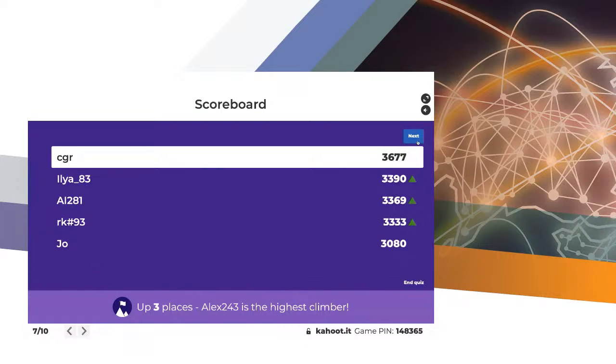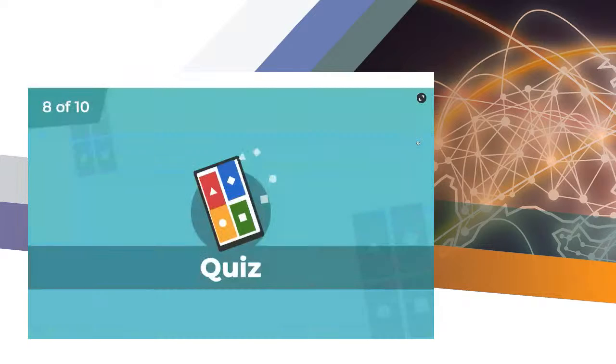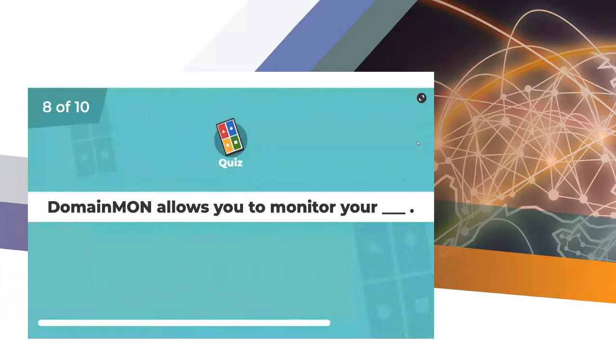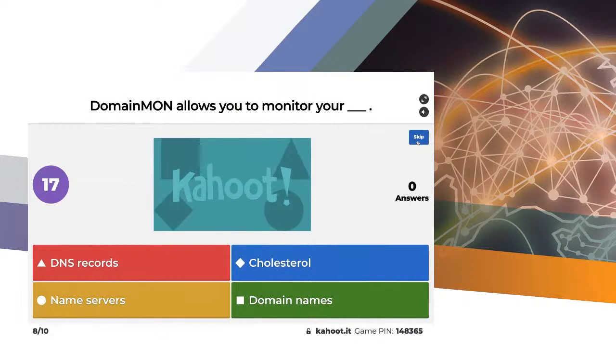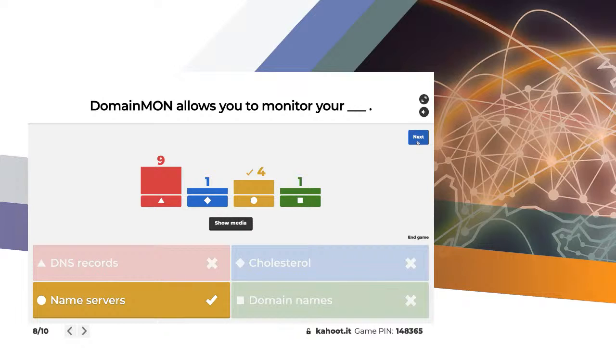Let's see if the tables have turned. Neo, CGR is still at the front. Ilya coming up. AI 281, RK 93, and Joe. Up to the next question. DomainMon allows you to monitor your DNS records, your cholesterol, your name servers, or your domain names. That's a trick question, isn't it? Does it allow you to monitor your cholesterol? That would be kind of cool, right? In any case, it allows you to monitor your name servers, not your DNS records. You don't monitor your DNS records, but actually the performance of your name servers.